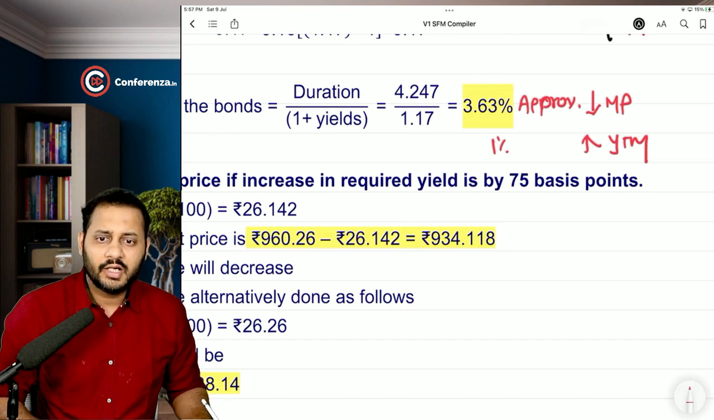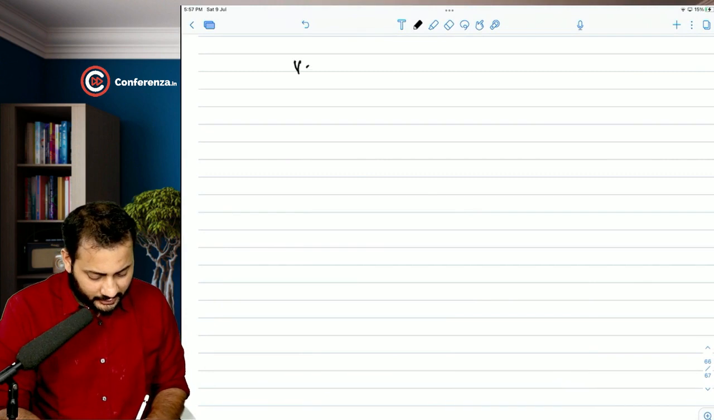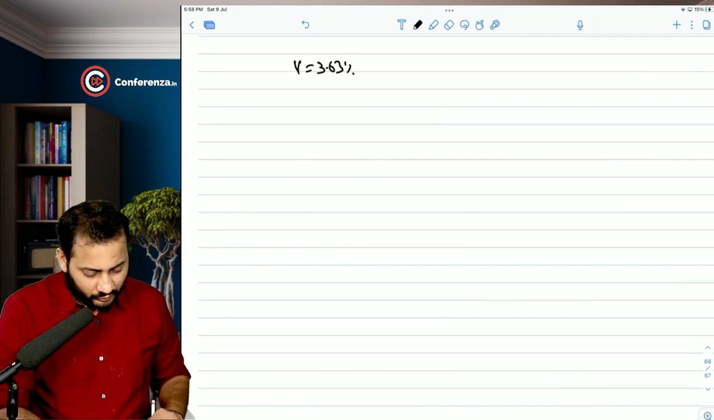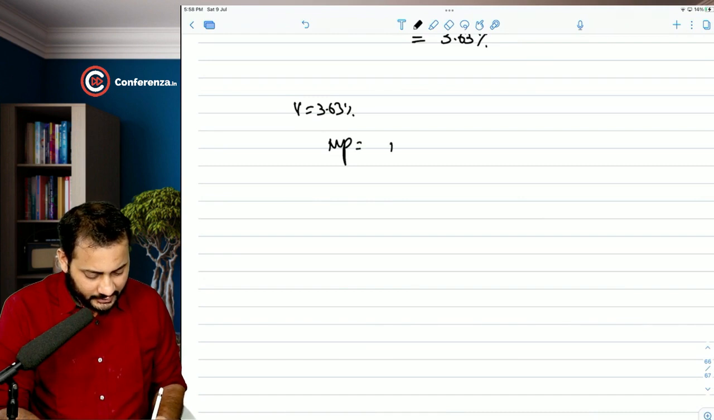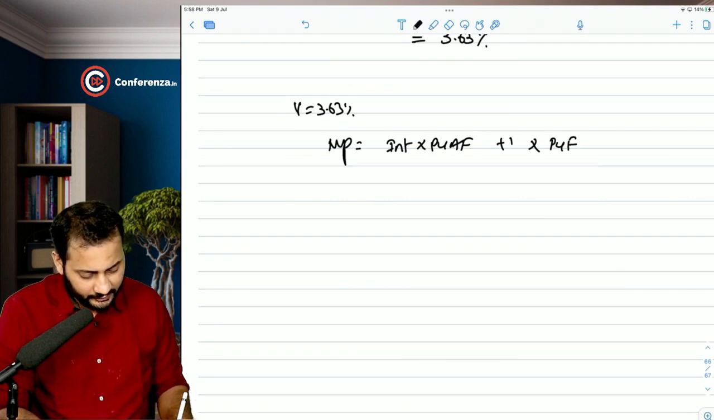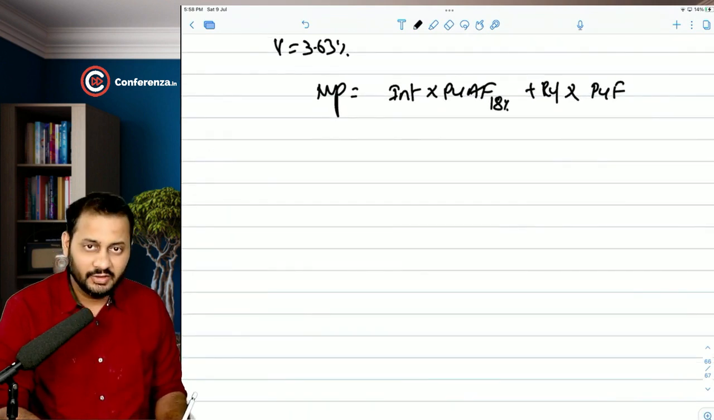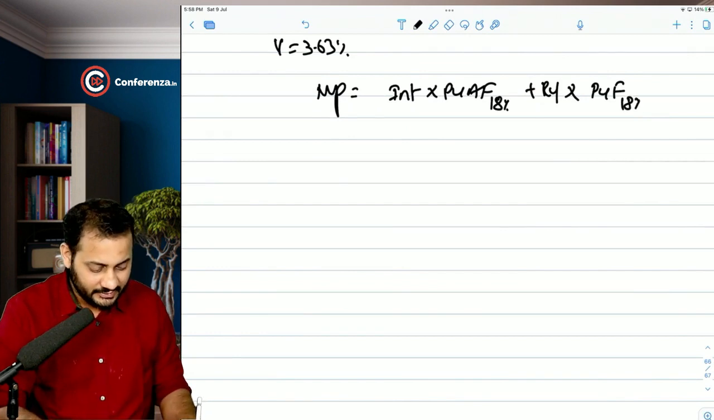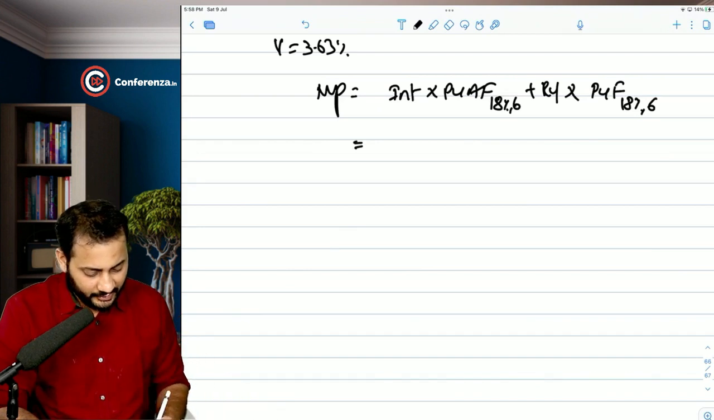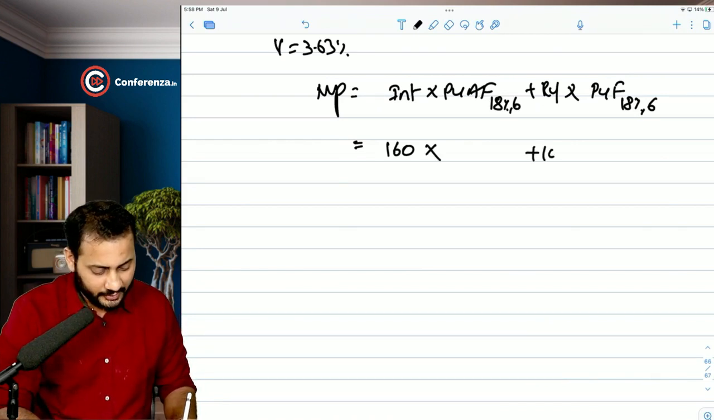Let's try it. Try to solve it, prove it in fact. So our volatility was 3.63%, right? What we can do is, let's find out the market price again: interest into present value annuity factor plus redemption value into present value factor. Now let's do one thing. We should increase the interest rate to 18%, and that is for 6 years. So interest amount was 160, 16% coupon rate, and the redemption was 1000.